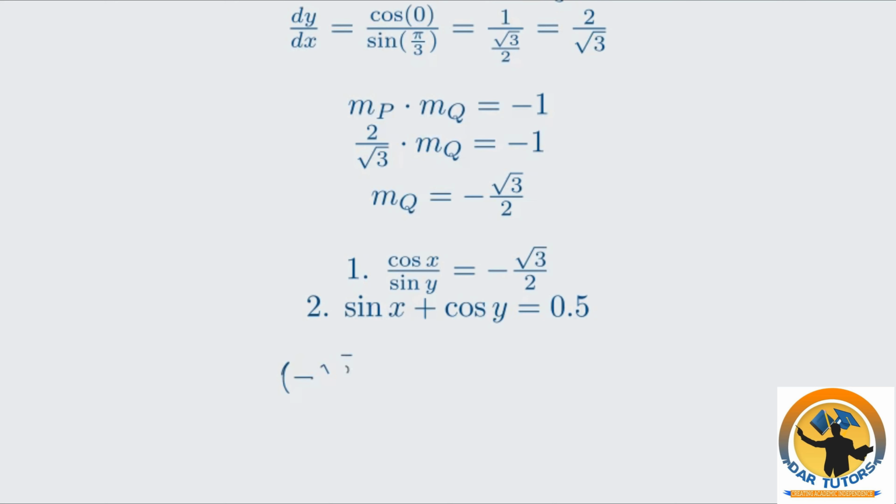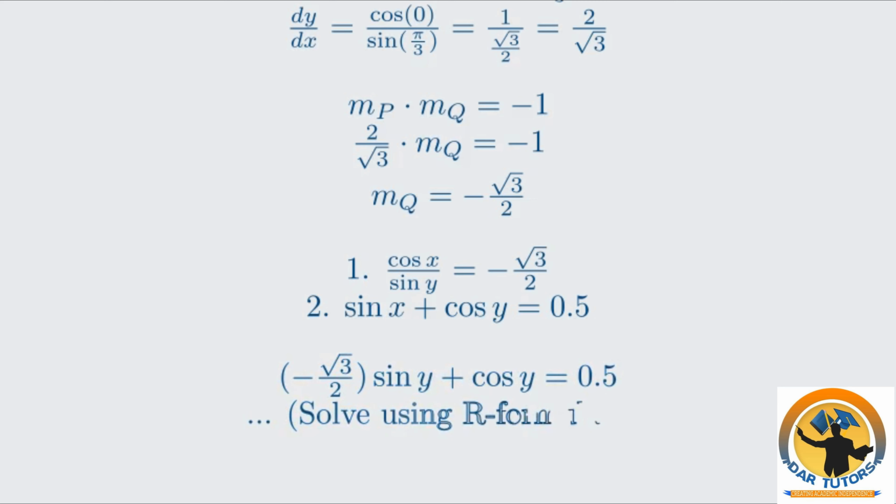This is an equation of the form a sin θ + b cos θ = c. We can solve it by converting the left side into the form R cos(θ + α). After some work, we find that y equals 2π/3 as a solution. Finally, we find the x-coordinate of Q by substituting y equals 2π/3 back into the original equation.